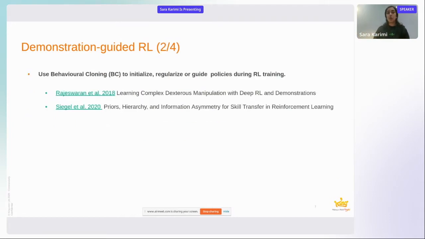So in the first topic, I mentioned here a few papers that actually worked on this idea. They not only use behavioral cloning for initializing the policies, they also use the demonstrations further throughout the training. They believe that at different stages of training, different parts of the demonstration data can be more useful.